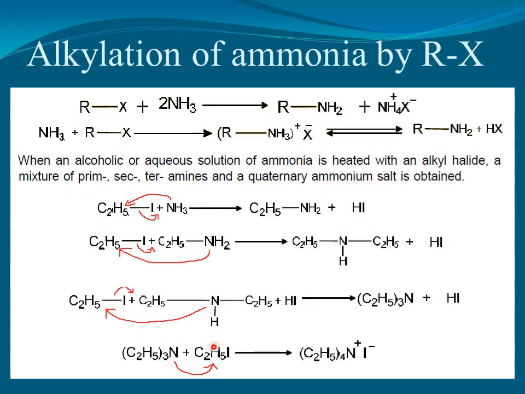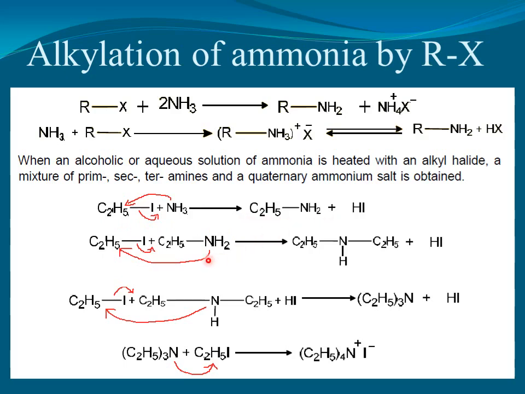Now look at the chemical reaction. This is ethyl iodide. When it is going to react with ammonia, what is going to happen? The lone pair is going to attach to the carbon atom and this bond will be broken down and one of the hydrogens will get attached to iodine, giving hydrogen iodide along with ethyl amine. In the second step, what is going to happen? Another molecule of ethyl iodide is going to react with this ethyl amine.